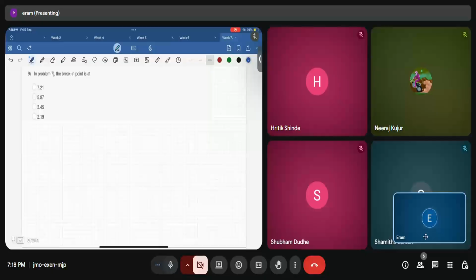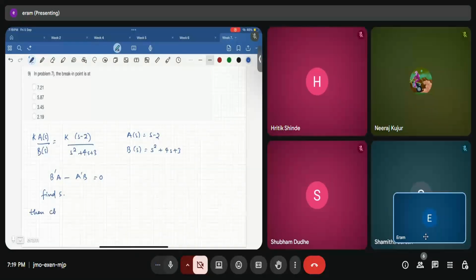Please try this problem. We have k times a(s) by b(s) given as s minus 2 divided by s square plus 4s plus 3. So your a is s minus 2 and your b is s square plus 4s plus 3. Okay, calculate b dash a minus a dash b equals to 0, find s, and then check.